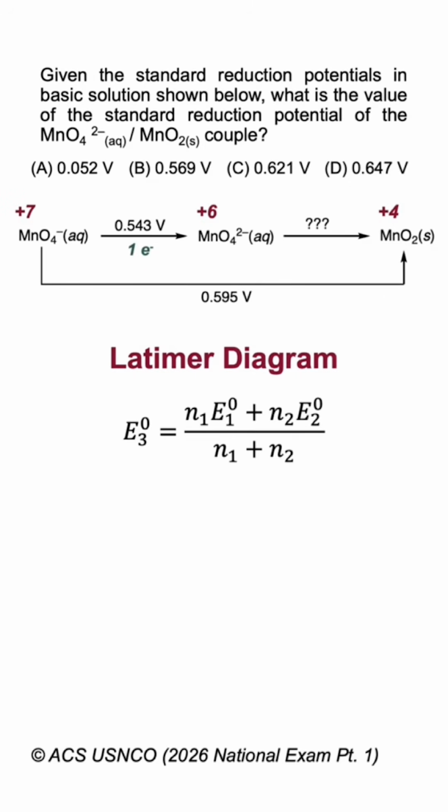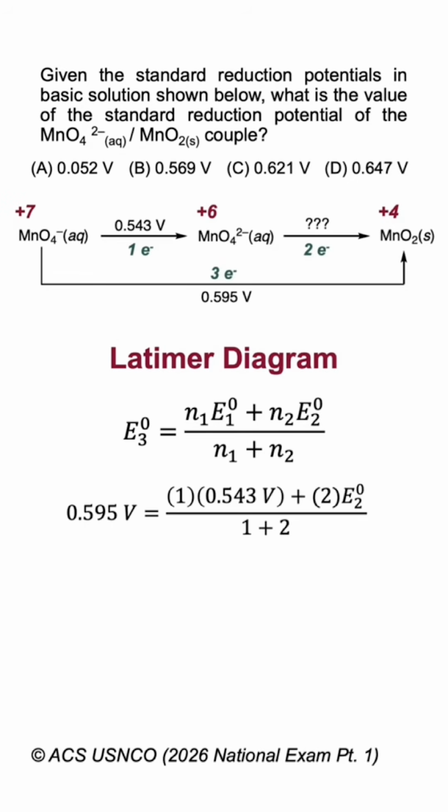For MnO4^2- to MnO2, this is a 2-electron step, since we go from +6 to +4 oxidation number, and E0 is unknown. And lastly, for MnO4^- straight to MnO2, we have 3 electrons in total, and E0 is 0.595 volts for this step. So using the equation, E3 is 0.595 volts.